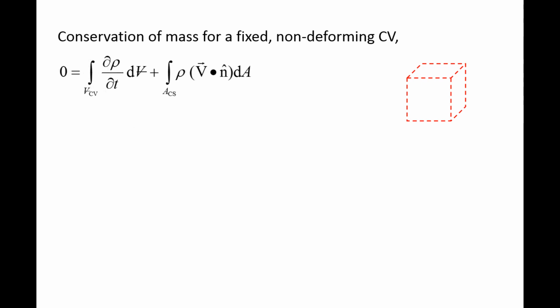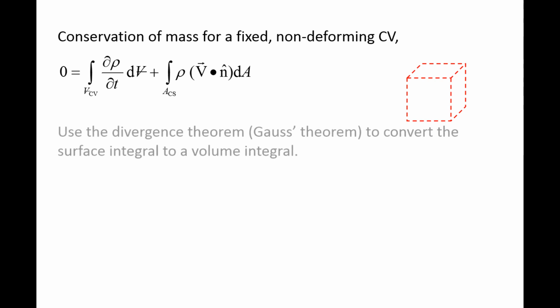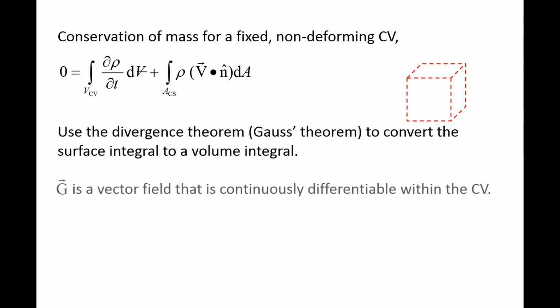The second term in the conservation of mass equation is rho times the dot product of the velocity vector and normal vector times dA, integrated over the control surface. We will convert this surface integral to a volume integral using the divergence theorem, which is also commonly called Gauss's theorem. The divergence theorem states that if G is a vector field that is continuously differentiable within a region of space, such as this control volume, then the following relationship holds.